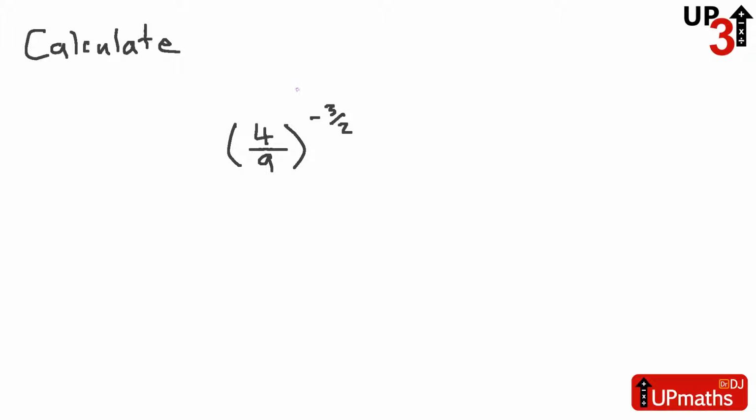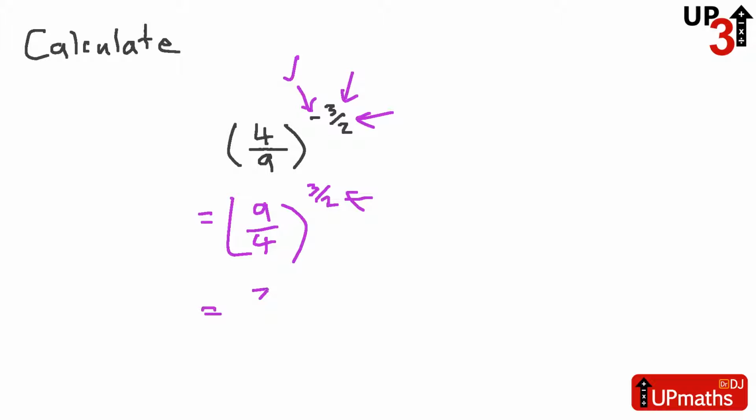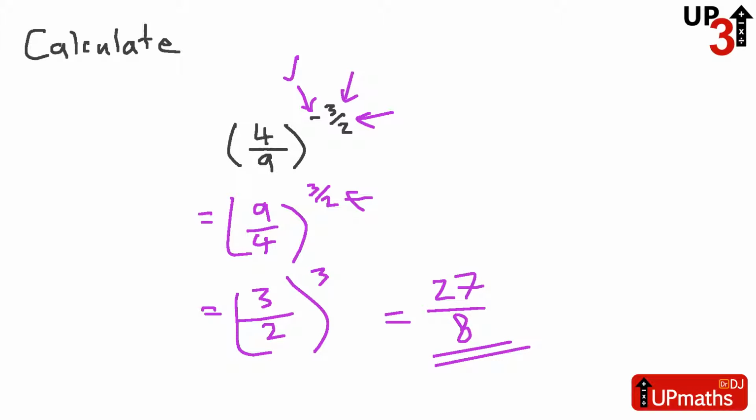Okay, there's 3 things to do. This index is giving me 3 things to do. First of all, I'm going to turn it upside down, so I'll deal with this one first. So that'll be 9 over 4 to the 3 over 2. I'm going to deal with this one next. Come to square root. I'd rather make the numbers smaller first and then make them bigger later, because I reckon that's easier. I'm dealing with generally smaller numbers. So then that is 27 over 8. Let's do the next one.